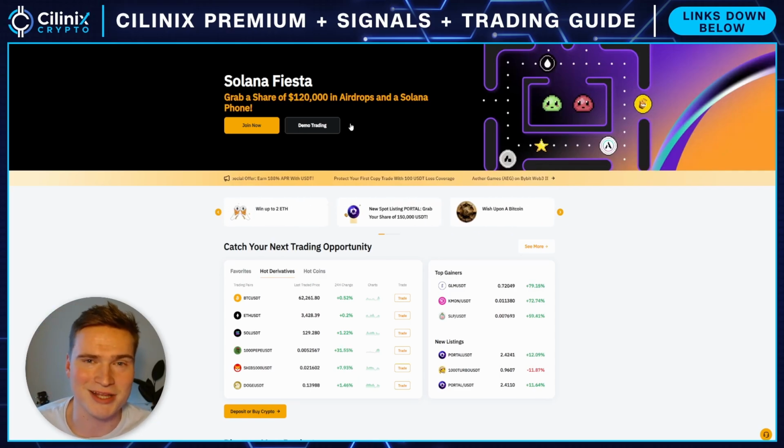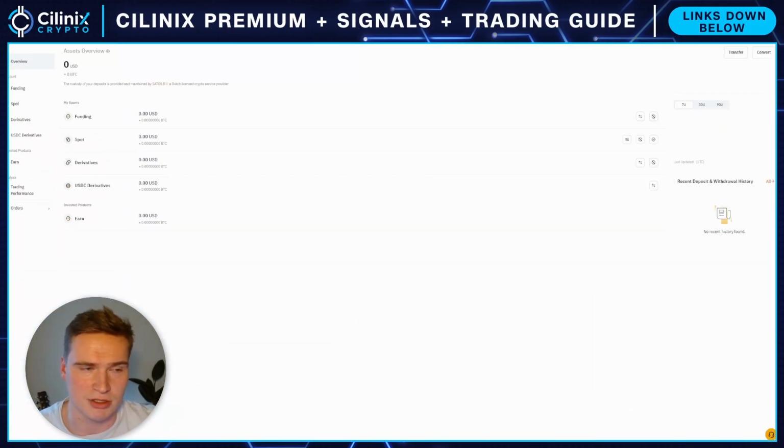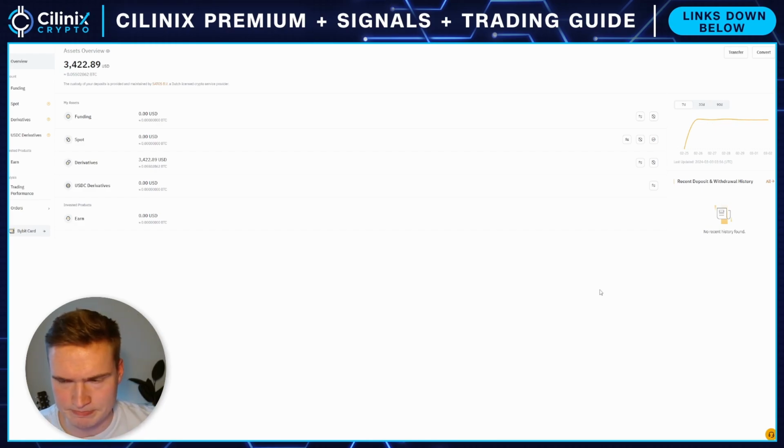So let's get right into it. The first thing you need is money on your account, and you can just skip ahead if you know how to do this. Basically, what you have to do is go to your account. Like I said, I have some money on this account, but it's more like a testing account for different strategies.